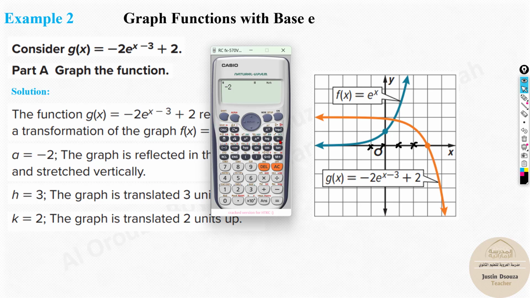-2e to the power, that's over here, exponential. And then instead of x, you need to write -1. So -1 minus 3 plus 2. What is the answer? It is 1.96. Let's see. Yes, it's almost close to 2. It's 1.96. That's correct.